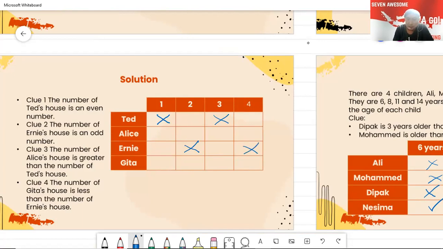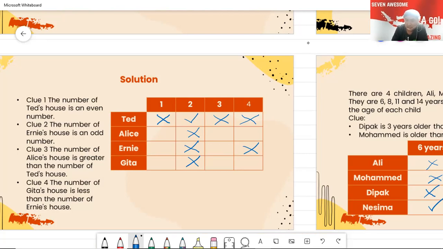Now, the number of Alice's house is greater than the number of Ted's house. So it means it is impossible for Ted to be here, right? One possibility is this. And also this one, we can deduce this one, we can eliminate this one. Next, the number of Gita's house is less than the number of Ernie's house.